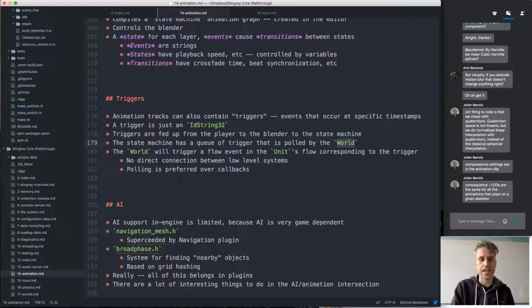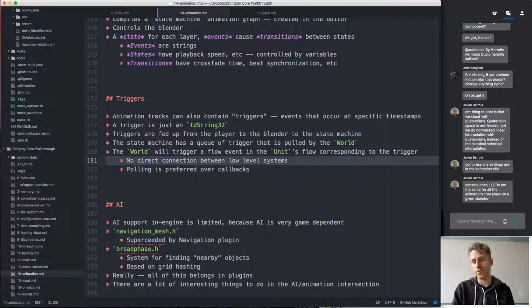So this is kind of a typical setup for how we do communication between different systems. So if you want to have a sound triggered when the foot hits the ground, you would create a trigger in the animation for when the foot hits the ground, and then in the flow graph for the unit you would connect that trigger into playing that sound. So the principle we have here is that we have no direct connection between the low-level systems, so the animation doesn't call directly into the sound system or something like that. Instead, all the communication is mediated by a higher-level system, in this case the world and flow.